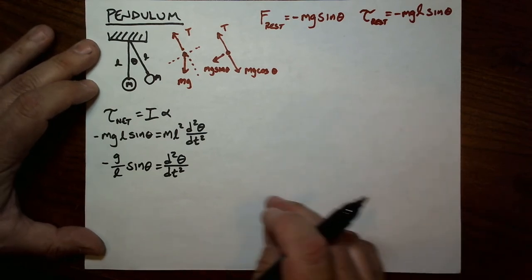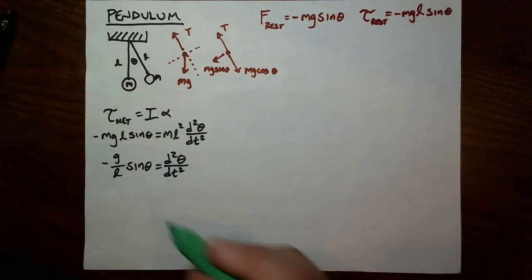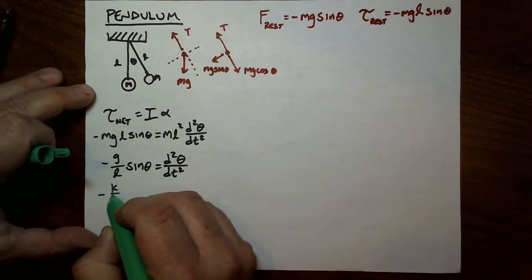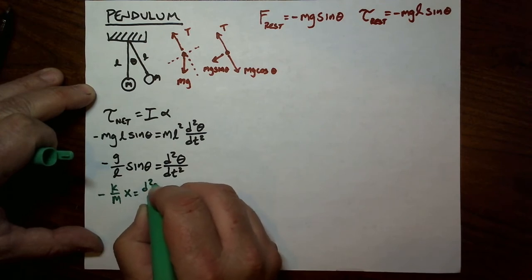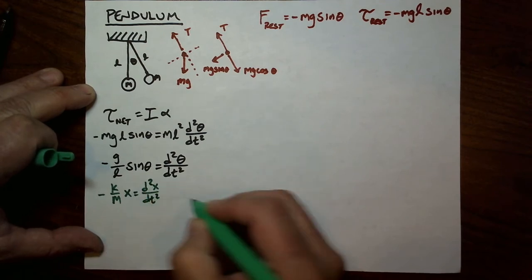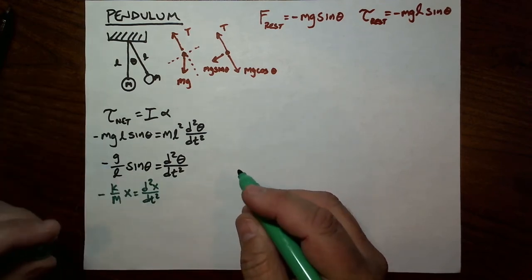You see, last time, here I'll put the other one underneath. Last time we had minus k over m, well, actually two times ago, times x equals d squared x dt squared. Last time we had another one that had thetas in it. I should have used that one.